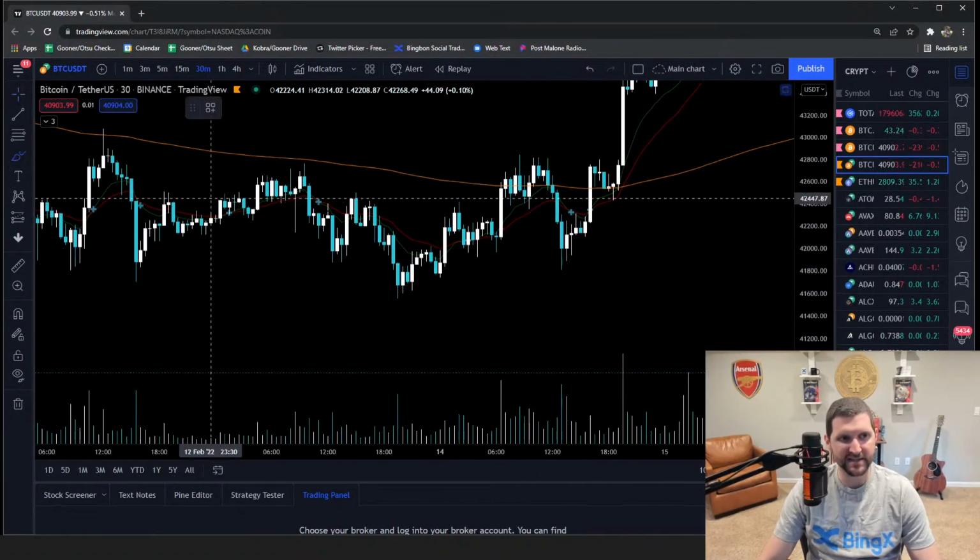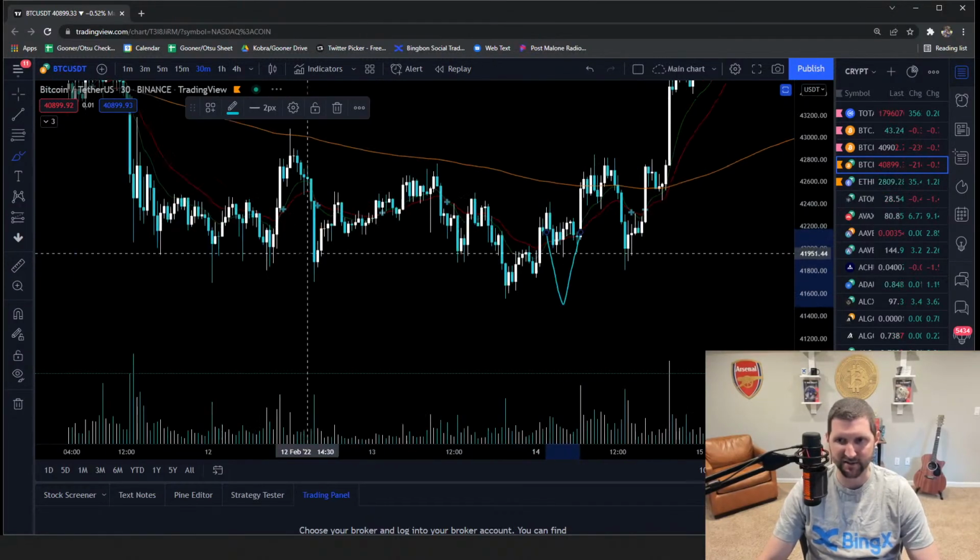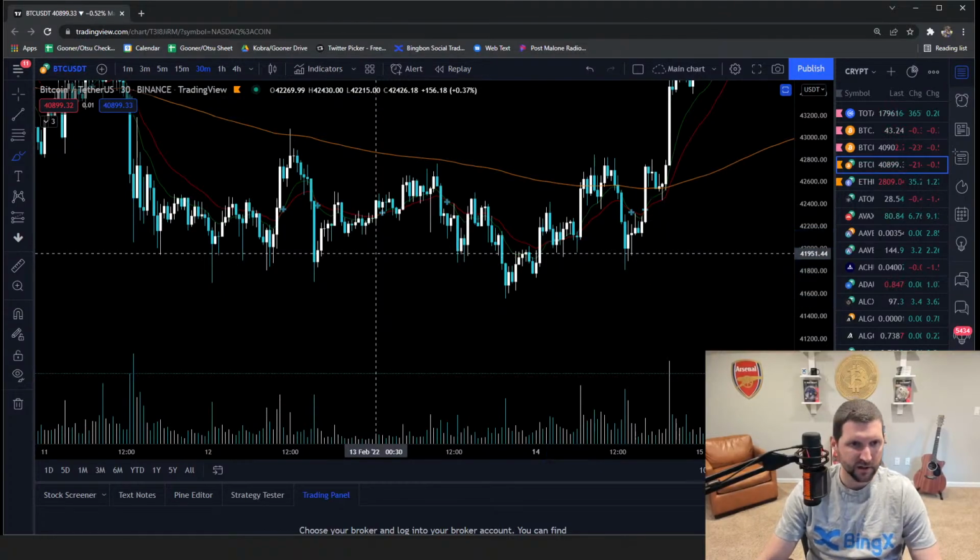Now, also, you guys, a head and shoulders is invalidated if your right shoulder goes below the head. Okay, just remember that. So it needs to be smaller than the head.